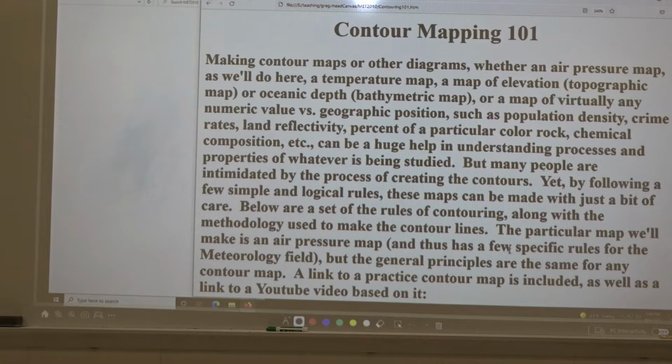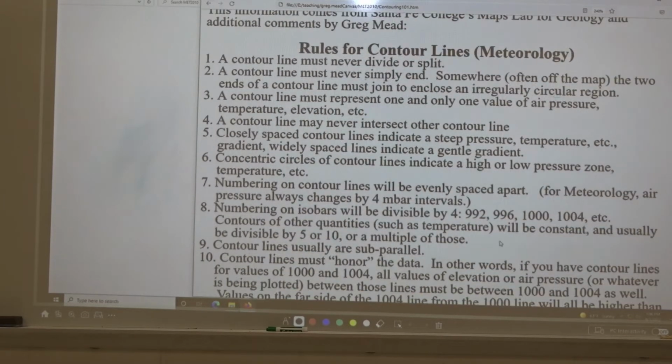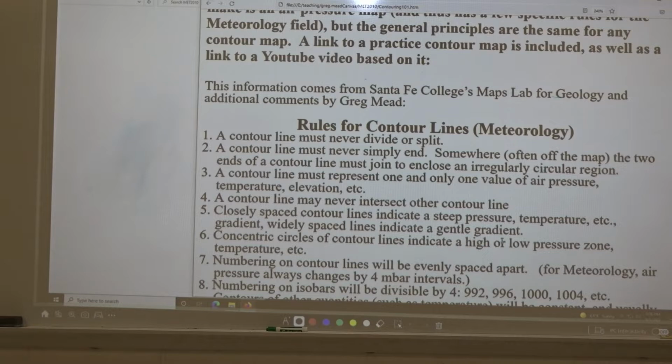A link to a practice contour map is included, as well as a link to a YouTube video based on it. This is something that I did for a living when I worked for an oil company many years ago, but the principles really are the same for making any kind of a contour map at all.